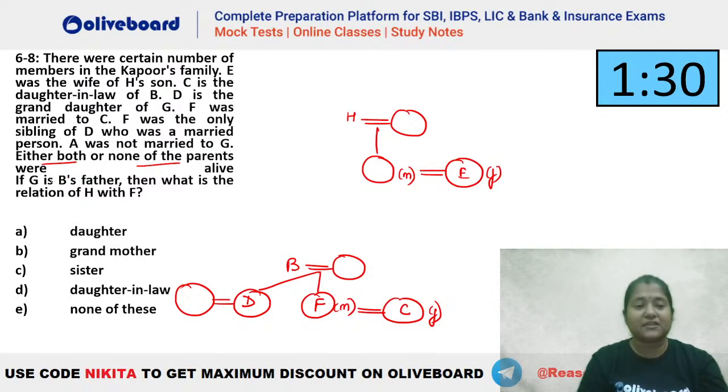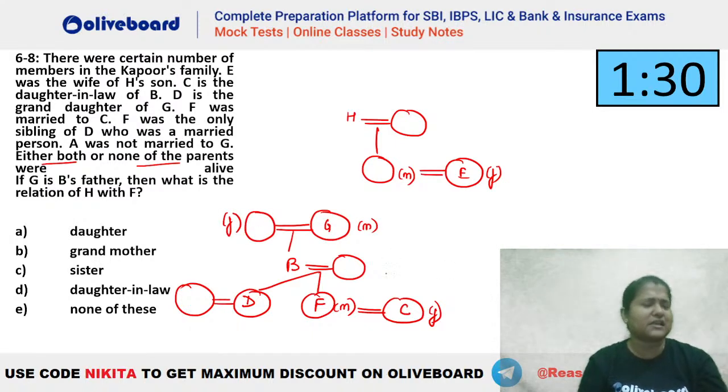Also it is given that G is B's father. Okay. So G has to be the father of B. So that means we have something like this. Let's say this is G. G is the father of B. So we will have a mother also, right? So this is the kind of situation that we are getting here. Okay. So now let's see whatever is remaining.